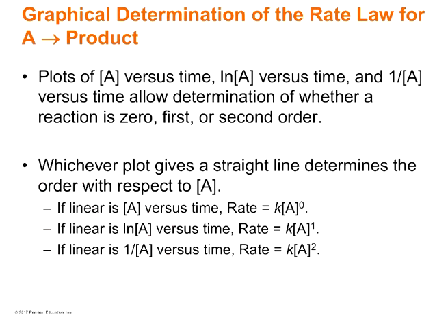So if we find that we have a linear plot when the concentration of A is plotted versus time, that means that the rate is equal to K times the concentration of A to the power of 0. If our plot is linear when we plot the natural log of A versus time, then our rate is first order. And if we have a linear plot when 1 over A versus time is graphed, then we have a second order reaction.